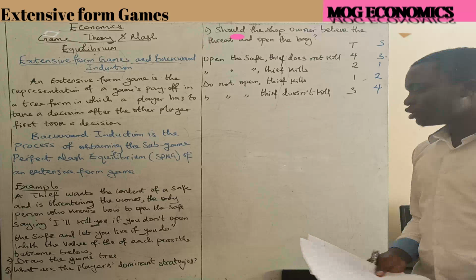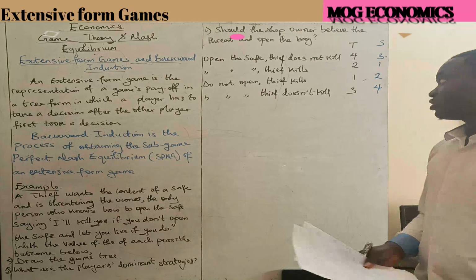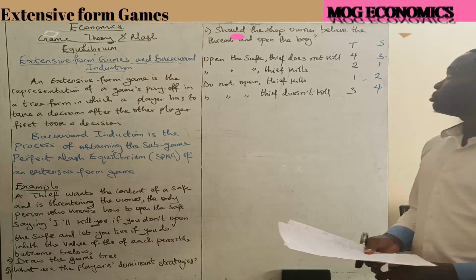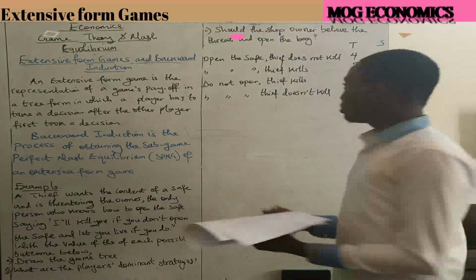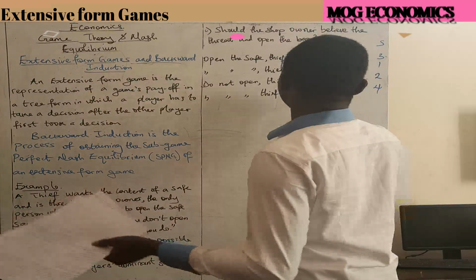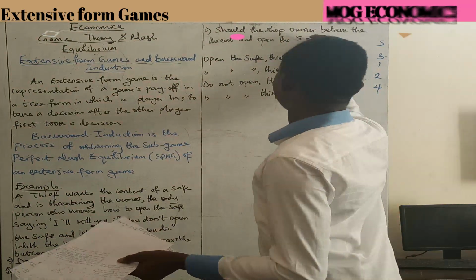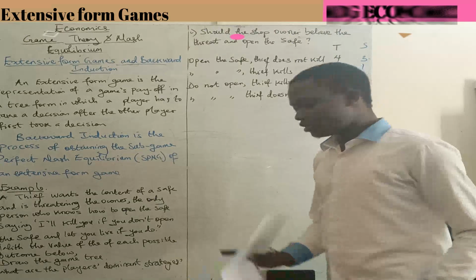So question one says we should draw the game tree. Question two says what are the players' dominant strategies? And the third one says, should the shop owner believe the threat and open the safe? So let us begin to dissect the question.